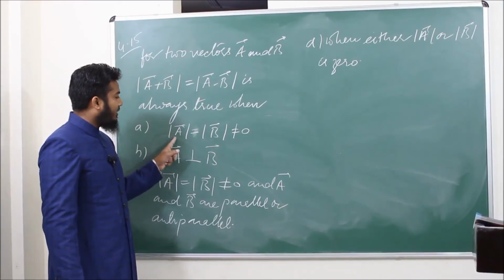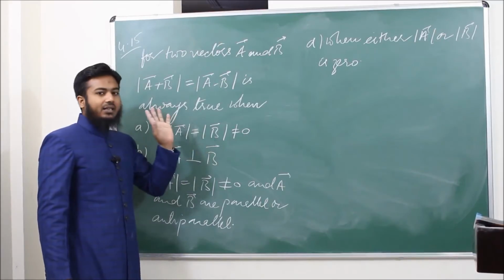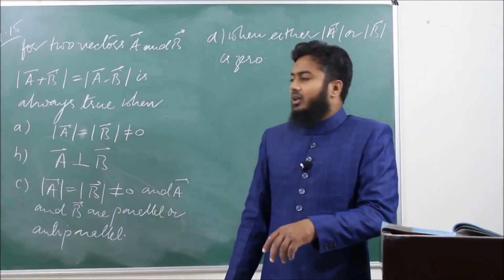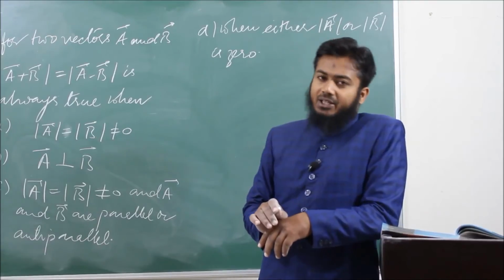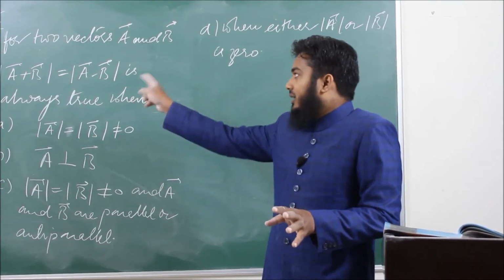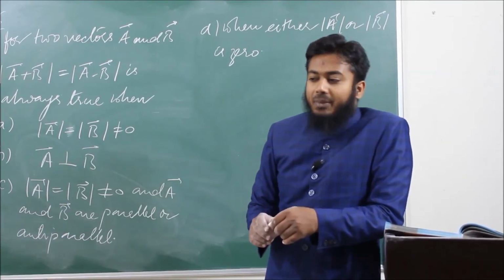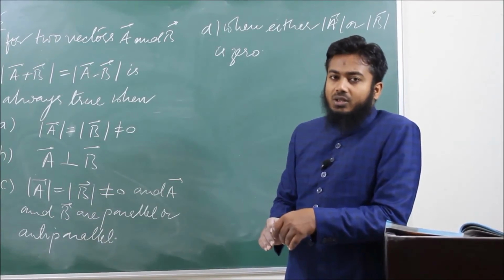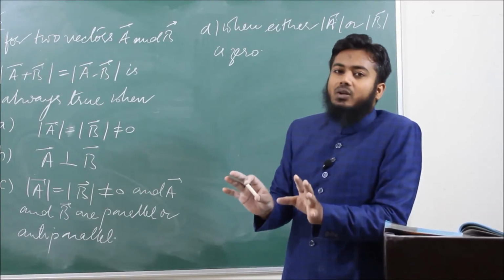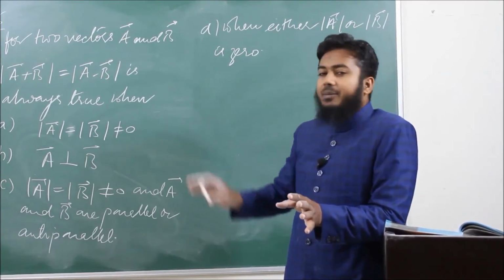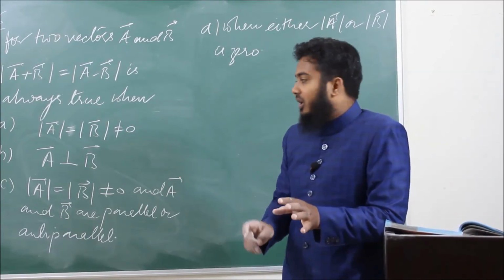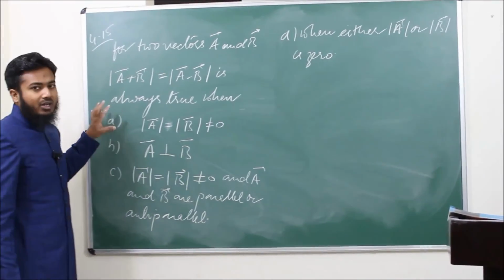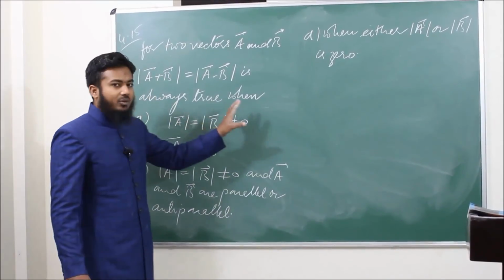The first option says the magnitude of A is equal to the magnitude of B, and that is not equal to 0. That can be if the magnitudes of A and B both are non-zero. Still this equality will not necessarily hold true. Some other condition should also have been given. Only this condition is not sufficient, that A and B both are non-zero. The magnitudes of A plus B and A minus B are not going to be equal by this alone. So we have to be given some more information, so this cannot be our answer.